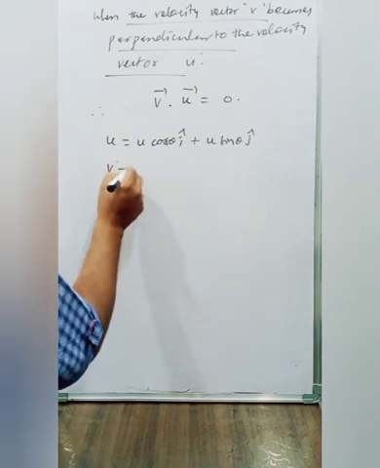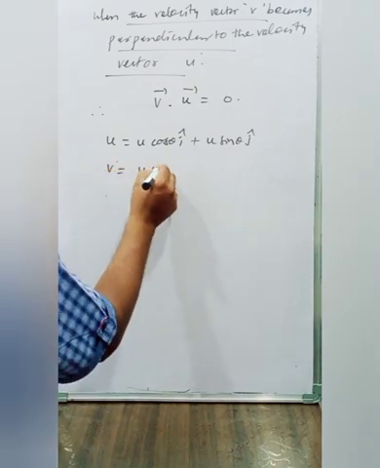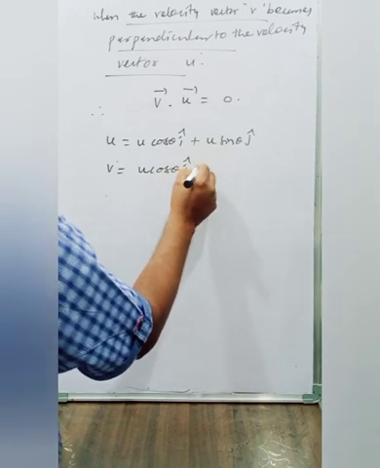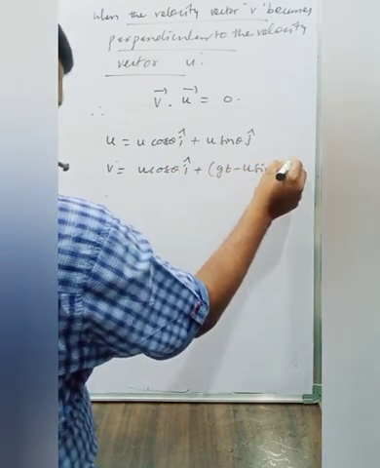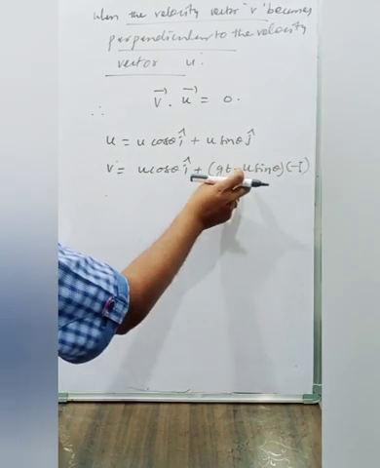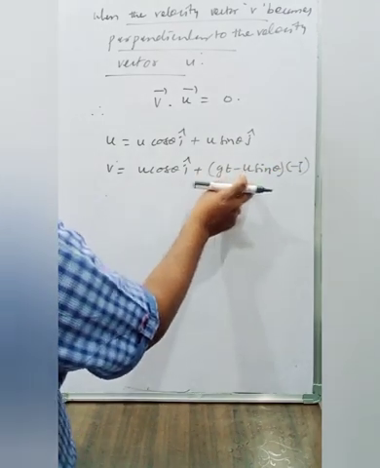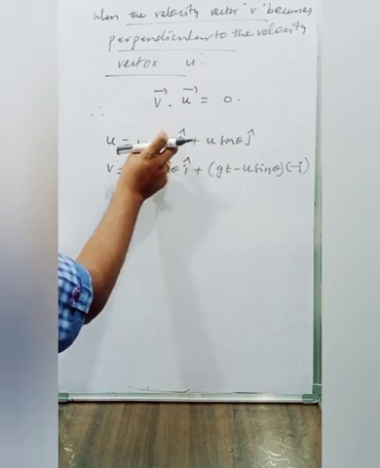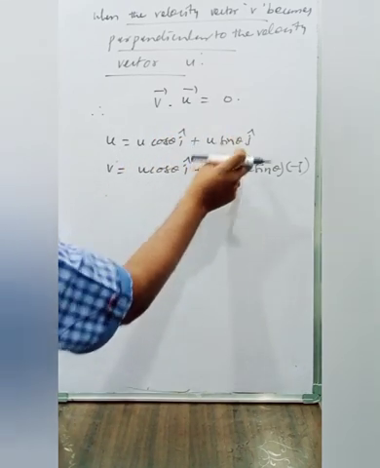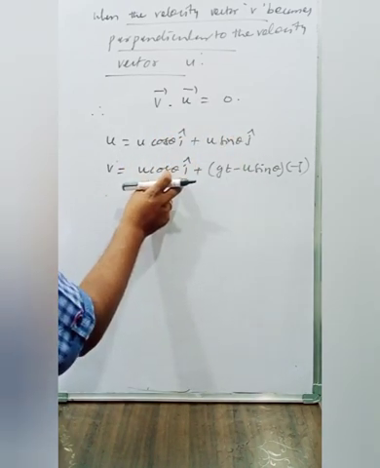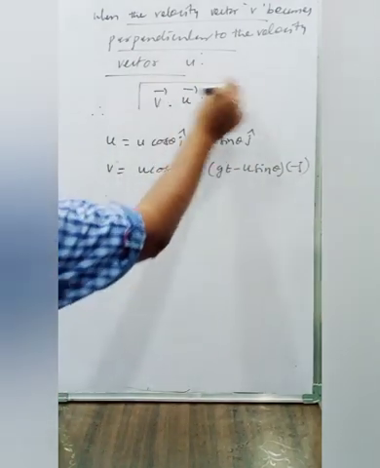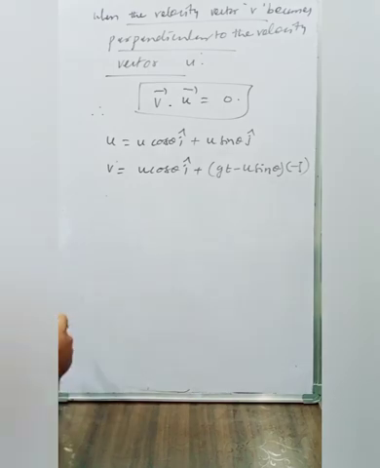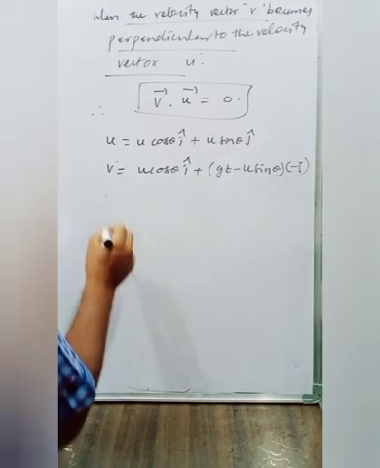Therefore V is equal to U cos theta i cap plus (gt minus U sin theta) minus j cap. This is V is equal to U plus at form. This is the Ux value, this is the Uy value, this is the Vx, Vy value. Now according to the condition, V dot U is equal to 0.